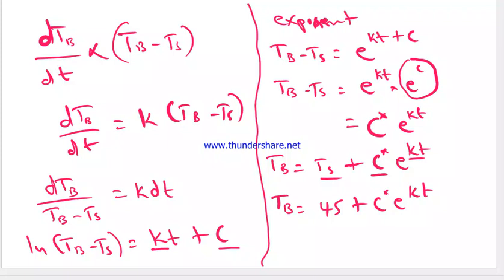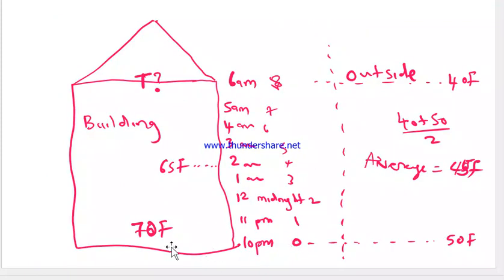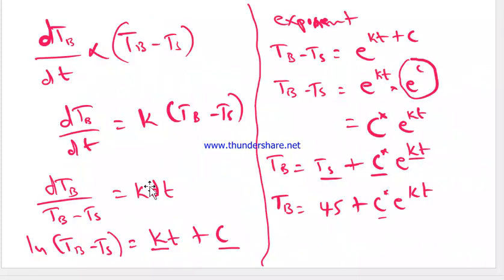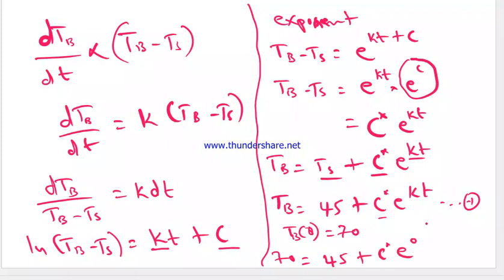So what else shall we do here? To get our C, let's use this condition at the start. So at time T is equal to 0, our temperature then was 70 degrees Fahrenheit. So that means at T is equal to 0, the temperature of the building is equal to 70. Therefore, we can just say 70 is equal to 45 plus C star exponential 0, from equation 1. Exponential 0 is equal to 1 because our T is equal to 0.